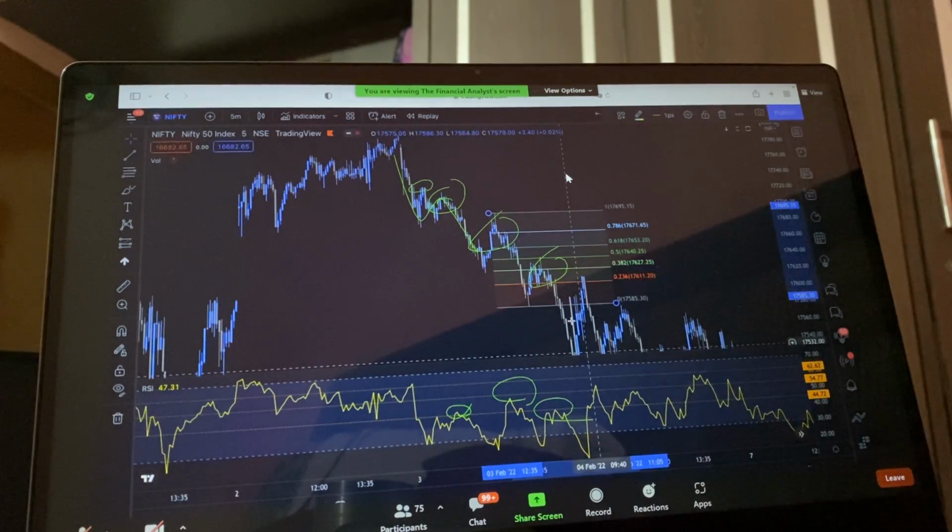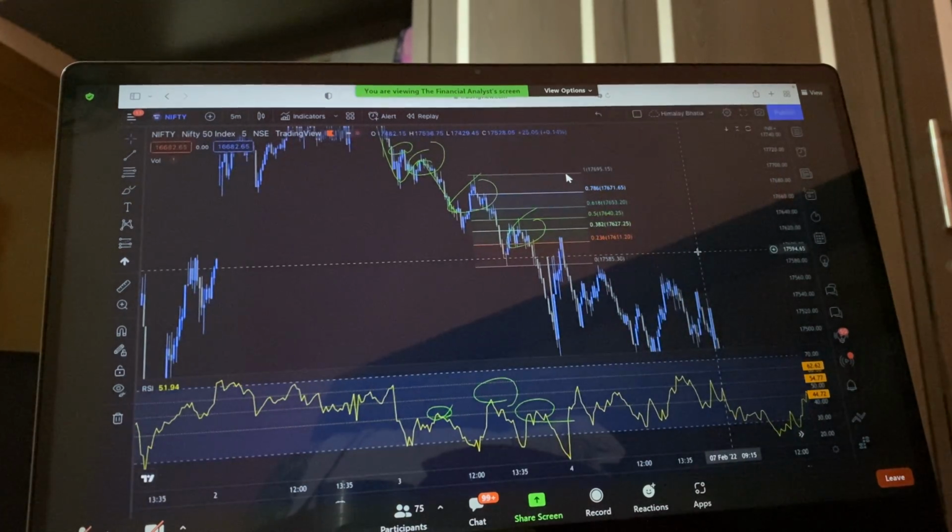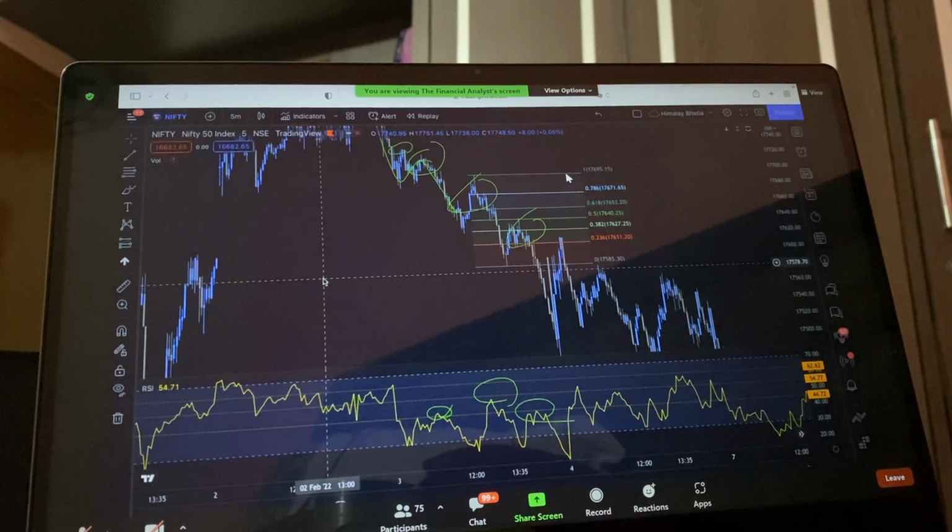And this is random, I don't even know the date, 4th February, 3rd February. This is very random selection I've done, and you can see how precisely it is working. So if you add Fibonacci to the RSI and you combine it with your market structure, you know where exactly you have to go short.